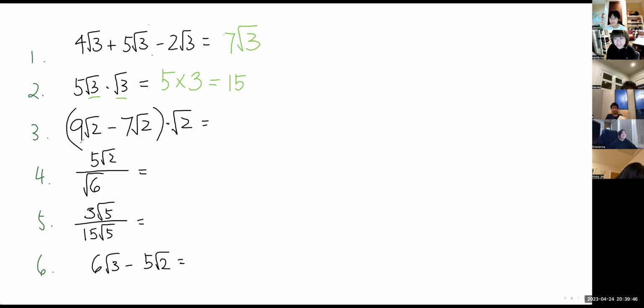Okay, so 9 square root 2 minus 7 square root 2 equals what? Equals 2 square root 2. Times square root 2 equals 4. Okay, so next one. Everything correct thus far. This one's a little bit tricky, okay? So 5 square root 2.